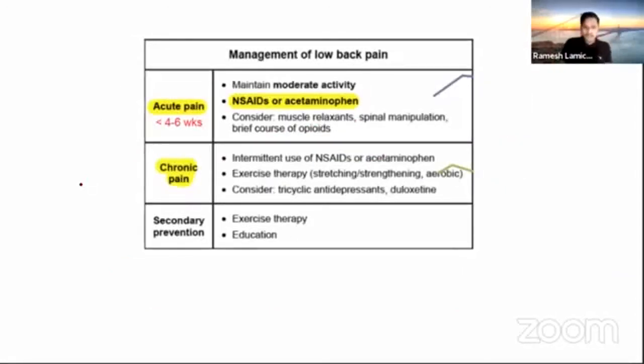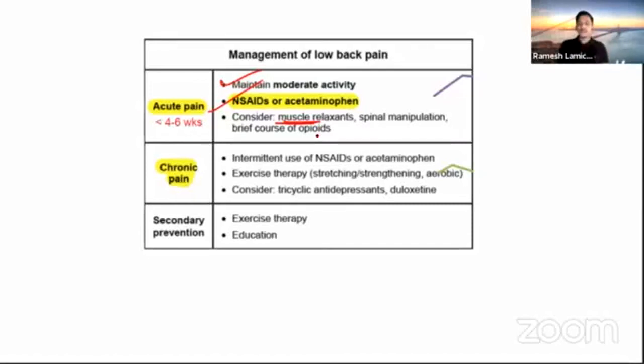So as I've said, acute lower back pain, what is the conservative therapy? Conservative therapy means maintaining moderate activity and giving NSAIDs and acetaminophen to help improve the pain, right? We can use muscle relaxants also. Spinal manipulation and brief opioids do not have significant effectiveness. So we usually say minimize exercise, NSAIDs for the pain, and muscle relaxant. These three things for acute back pain.